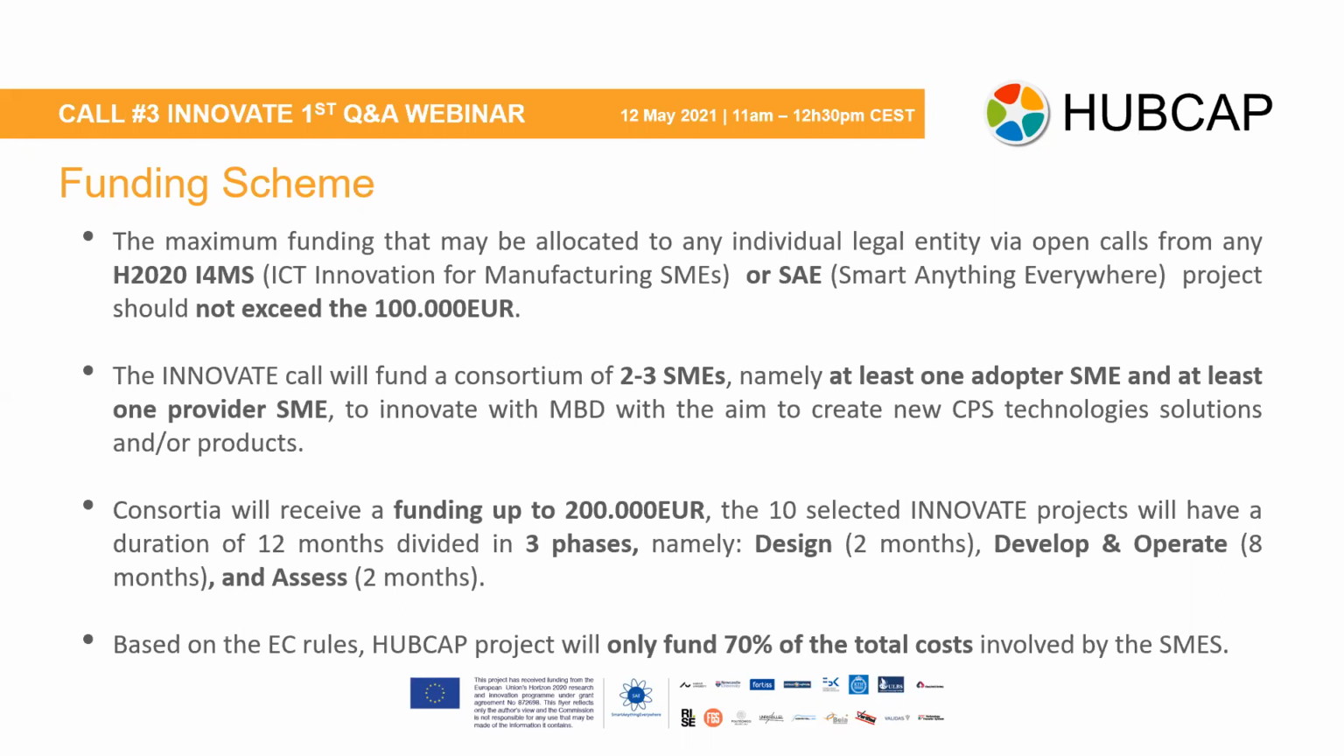The Innovate call will fund a consortium of 2 to 3 SMEs, and you can check the definition of SMEs with the European Commission recommendation sites. We are looking at consortiums with at least 1 adopter SME and at least 1 provider SME to innovate with model-based design tools and models, with the goal to create new cyber-physical technologies, solutions, and/or products. The consortium will receive funding up to 200,000 K, and we will select 10 Innovate projects that will have 12 months to develop and conclude their project ideas.